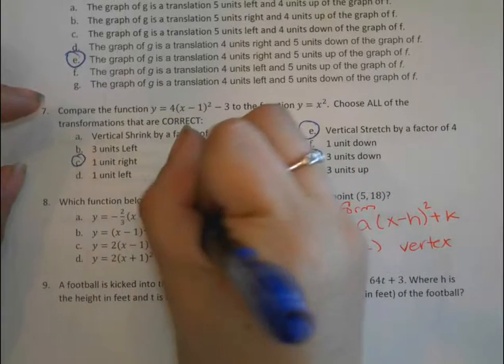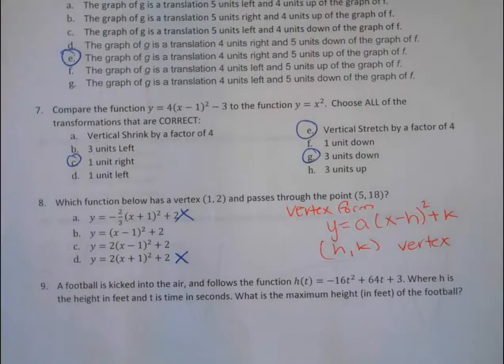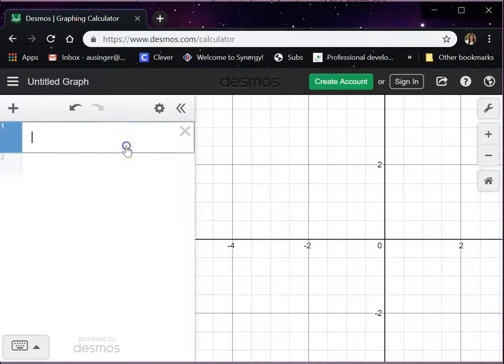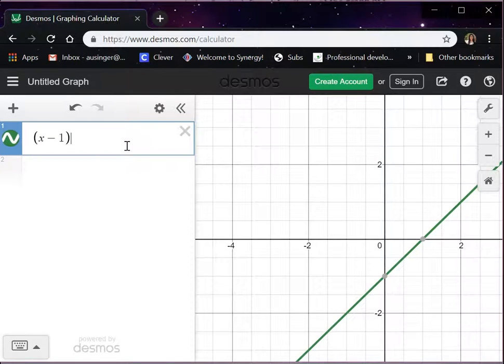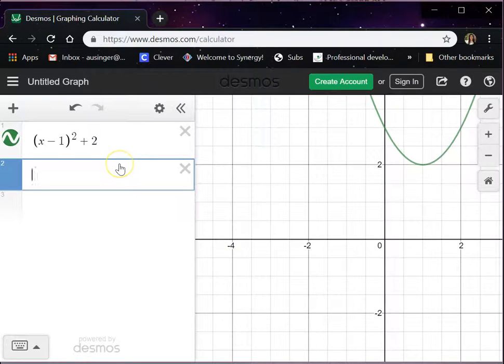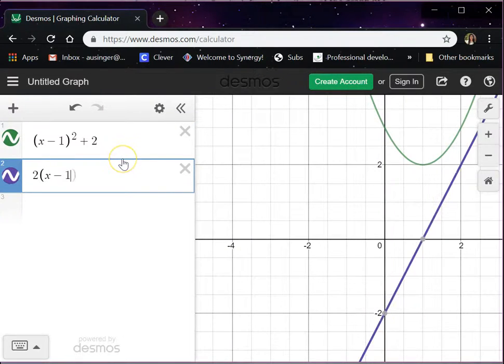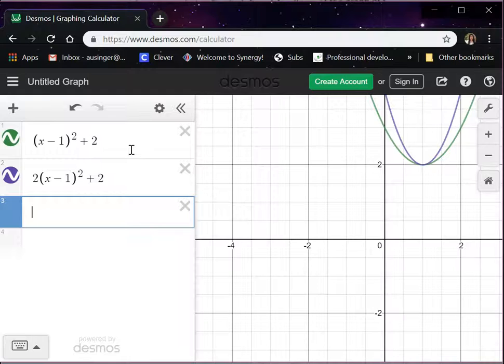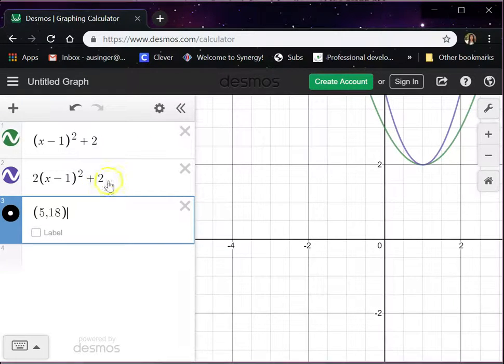So I can already tell these two are not right. And then I just have these two choices. What I'm going to do with these two choices is go back to Desmos and type them both in. So I have (x minus 1) squared plus 2, and 2(x minus 1) squared plus 2. And then I'm going to type in a third thing here, which is the point I want it to go through, (5, 18).